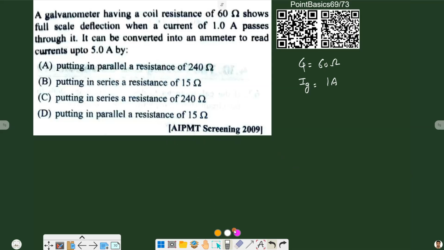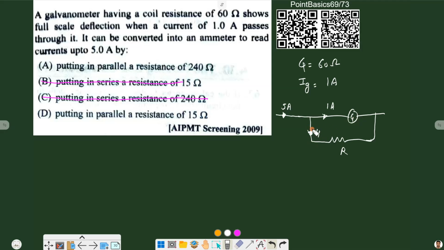So the series options are already wrong, they are cancelled. So we have to solve only for the parallel one. So let's draw the circuit diagram, that we have a galvanometer here and maximum current through it is 1 ampere, and we add a resistance here, that is suppose R, and as per statement we have to measure 5 ampere current. Out of 5, 1 ampere goes through galvanometer and remaining 4 will go through the resistance.